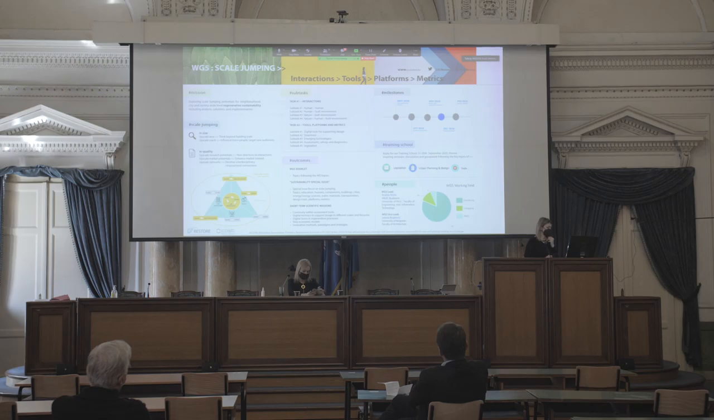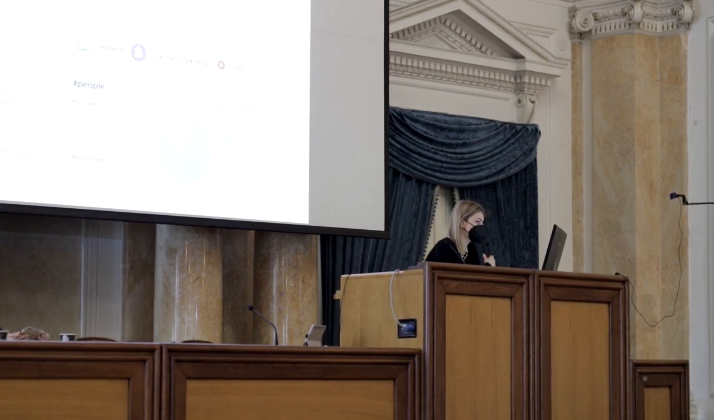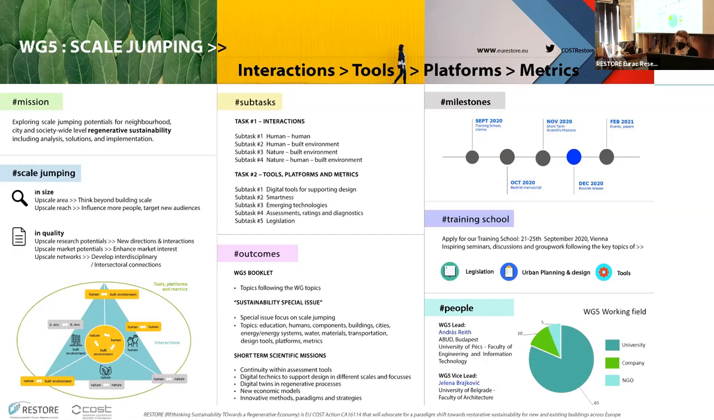So, of course, here: research potentials, market potentials, and yes, upscale networks. You can see our main image of this diagonal, let's say, relationships, and also you can see subtasks that we had, different subgroups organized around it, and they all dealt with different topics.